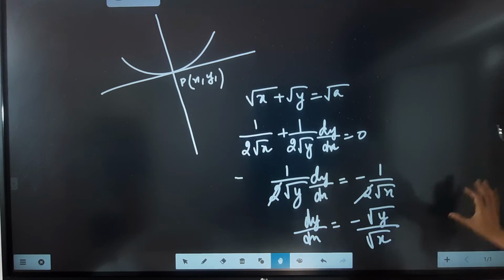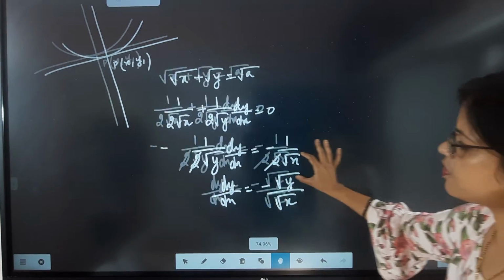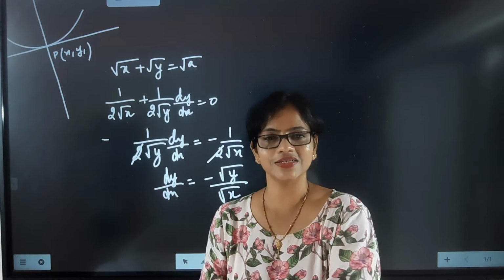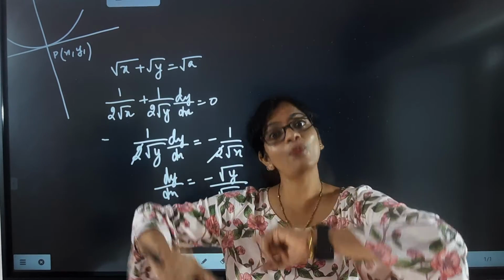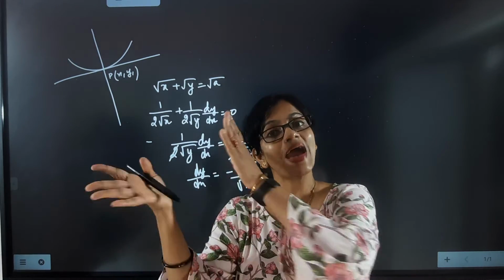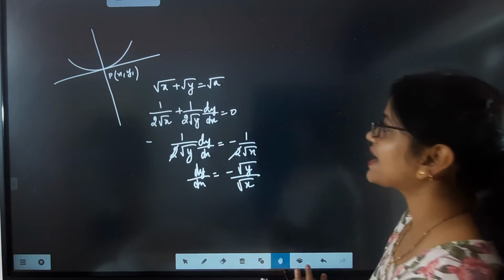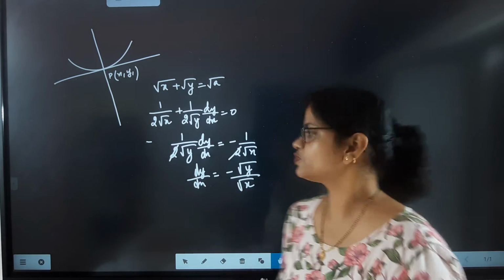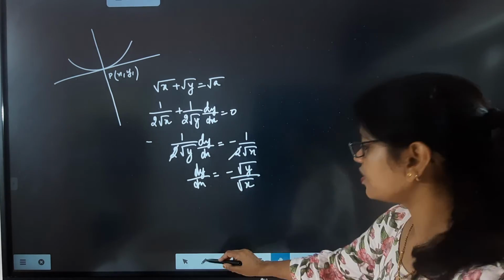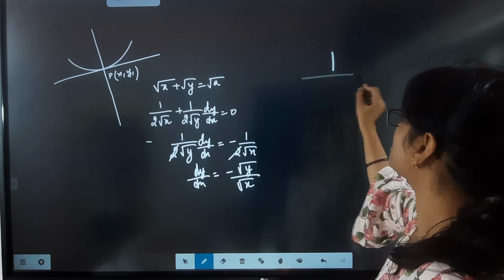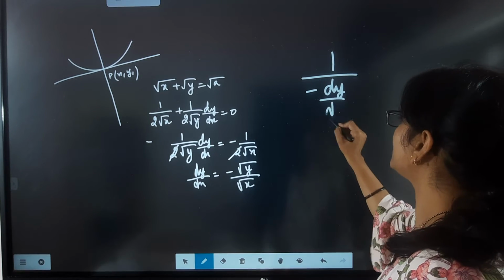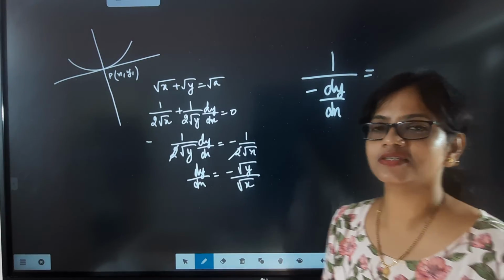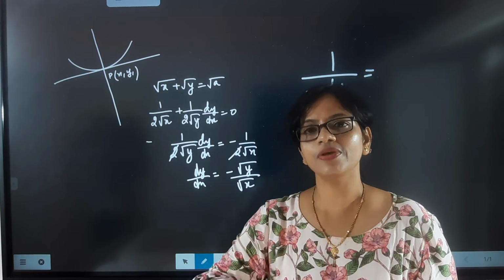But one most important thing: you got dy by dx is this much, but what they are exactly saying is that the normal is parallel to the x-axis. So this is the slope of the tangent. What is the slope of the normal? The slope of the normal is minus 1 by dy by dx, and if it is exactly parallel to the x-axis, then this will be equal to 0.